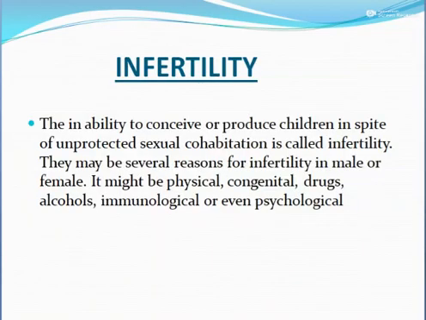First, let us learn what infertility is. The inability to conceive or produce children in spite of unprotected sexual cohabitation is called infertility. Infertility means being unable to conceive, to have children. We call it infertility. There may be several reasons for infertility in male as well as in female. It might be physical, congenital, or because of drug abuse or alcoholism, or immunological or even physiological matters.